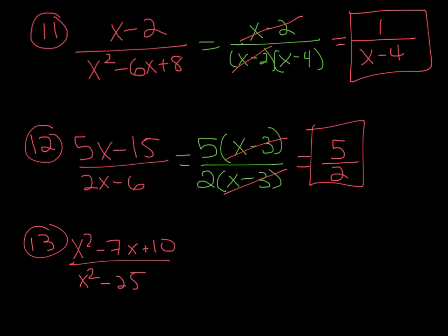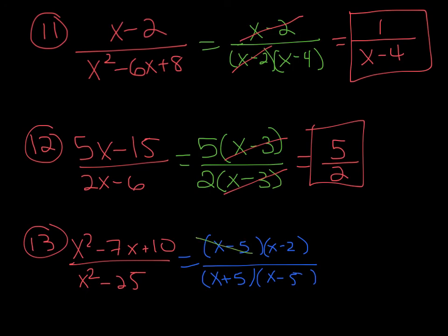For number 13, we are going to come up with two numbers that multiply to 10 and add to negative 7. The numbers that would work there would be minus 5 and minus 2. For our denominator, that's a difference of squares, which means we can write it as x plus 5 times x minus 5. Then we can go through and cancel out our x minus 5s. We're left with x minus 2 over x plus 5.